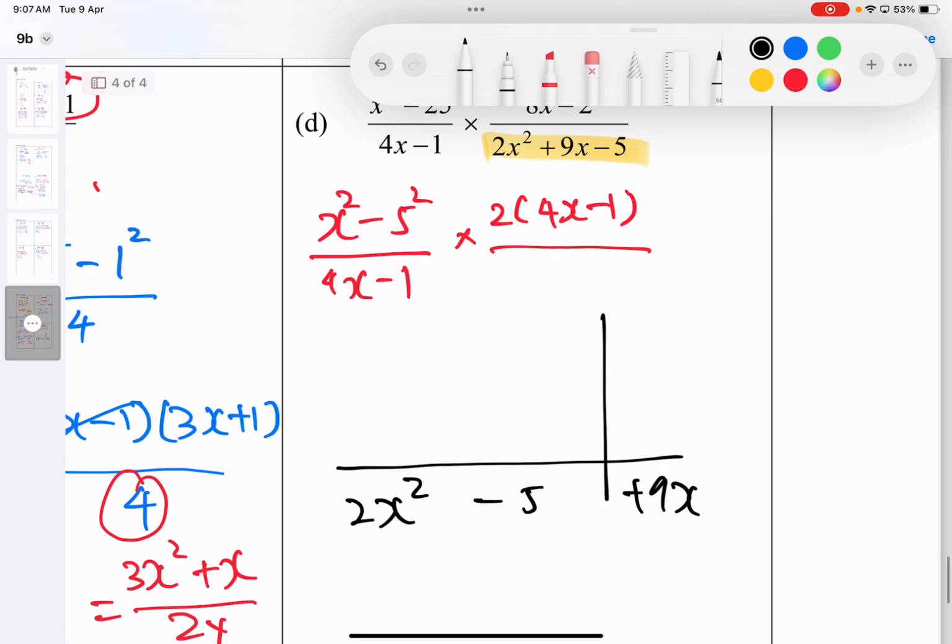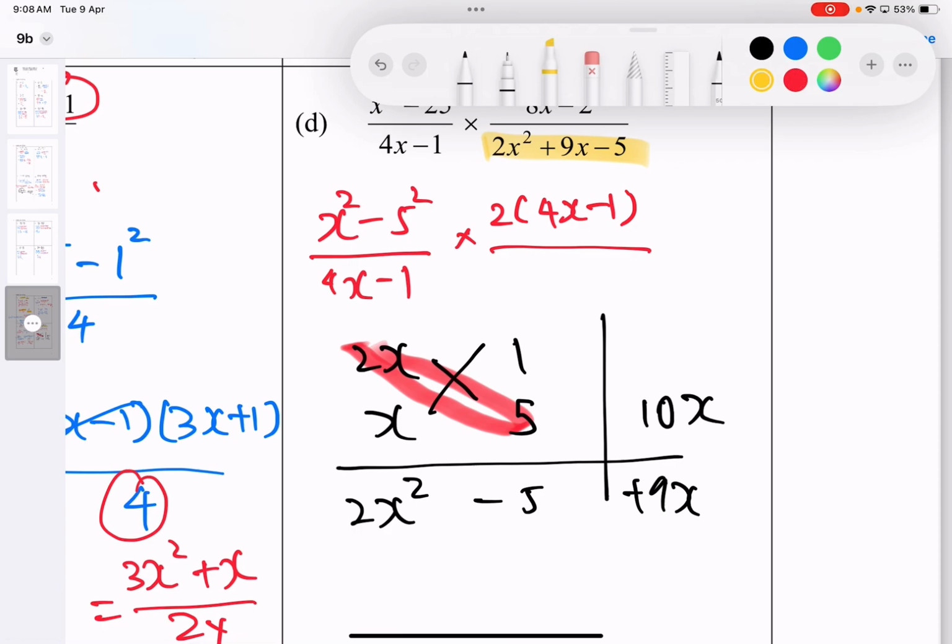Okay, in the exam, you'll be tested on a very similar one to this. Factorization of this thing. So please try. 2x, how do you get 2x squared? You need to multiply 2x times x. How do you get negative 5? 1 times 5. Always draw the cross. Follow the cross. 2x times 5 give me 10x. 1 times x give me x.